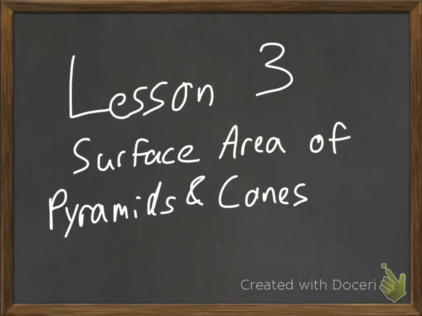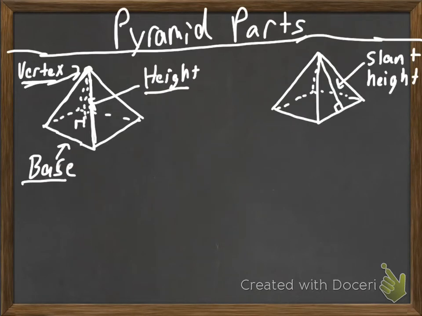Welcome to Lesson 3, Surface Area of Pyramids and Cones. Okay, so first start out by just looking at the parts of a pyramid. Over on the left, here we have a pyramid with the base, the height, and the vertex labeled.